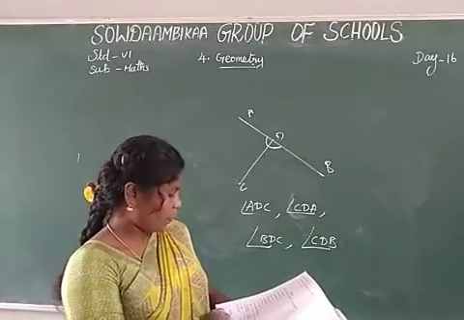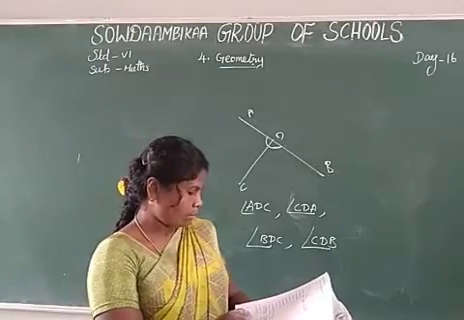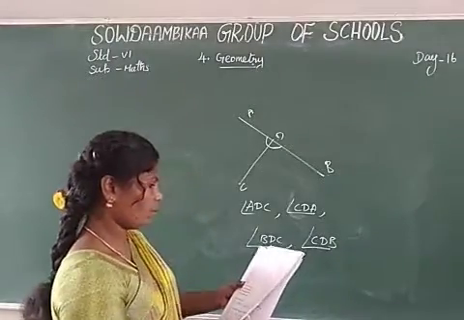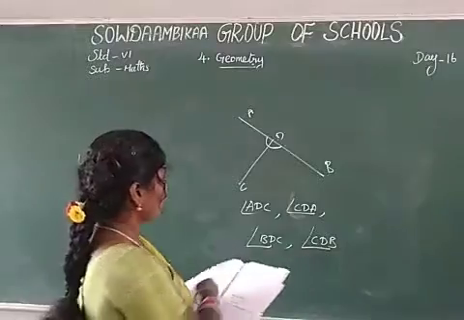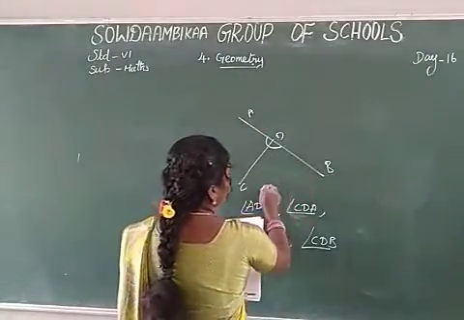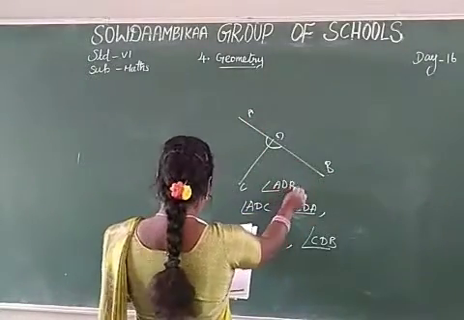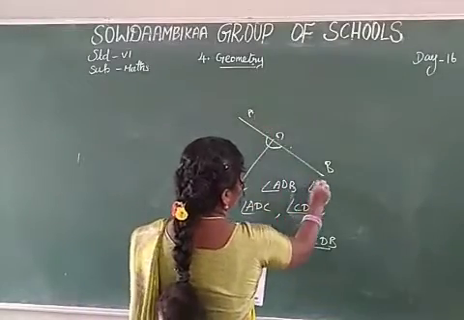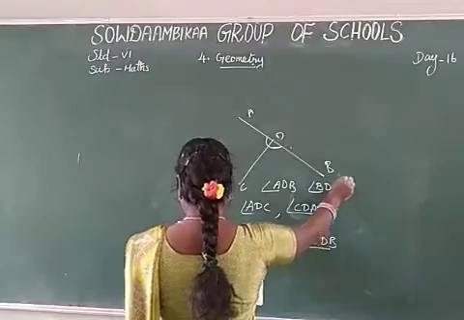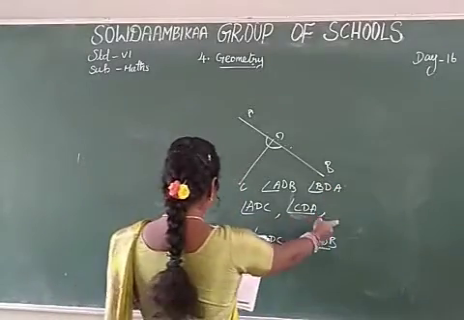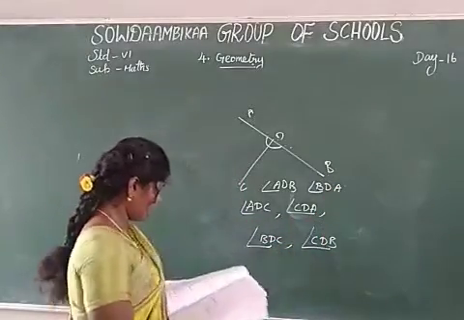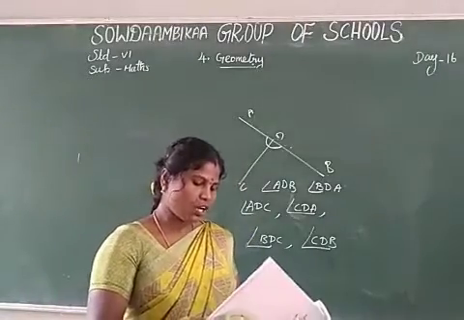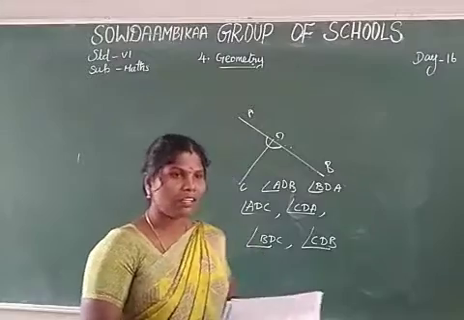ADB, straight angle. Okay, next one BDA. Next ADC, CDA, BDC, CDB. Okay, next true or false, and draw and label each of the angles.